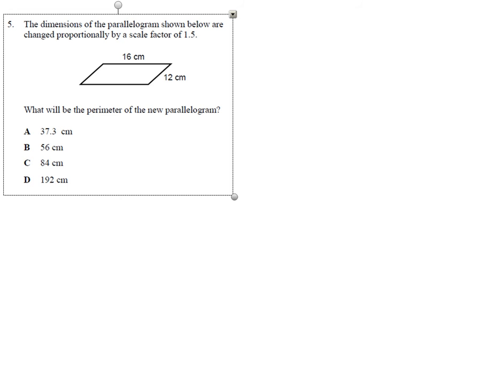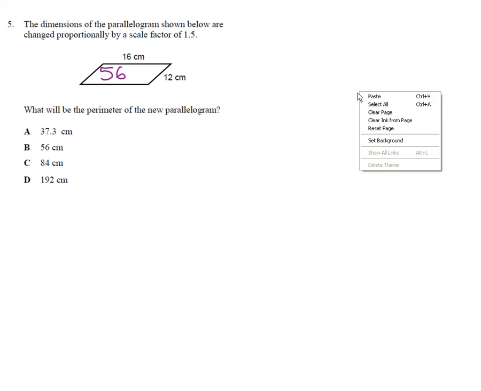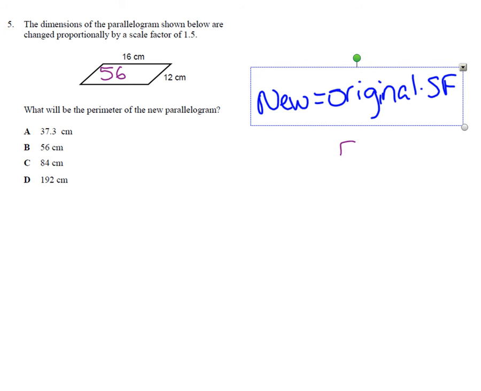All right, number 5. Dimensions are changed by a scale factor of 1.5. What's the perimeter of the new shape? Okay, so same thing as the rectangle. You just add up all the sides on the original. You get what? 56. And then we have a scale factor of 1.5. So we have 56 times 1.5.